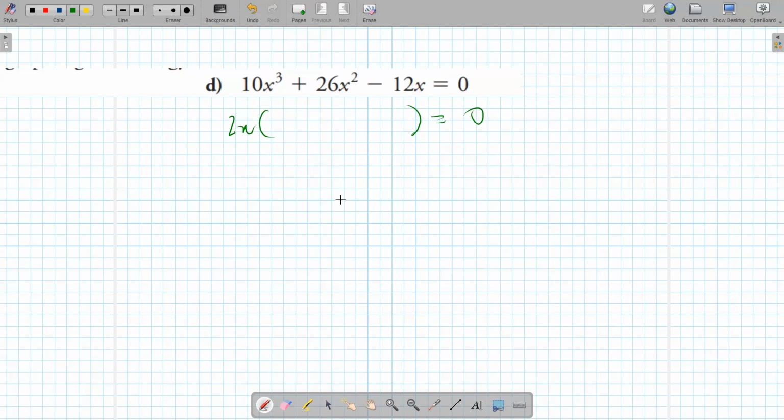There's going to be three things. 5x squared. That's right. Plus 13x. That's right. Minus 6. Yeah, that sounds about right. Which form is this in? This is our good old friend, the quadratic trinomial. You see it?